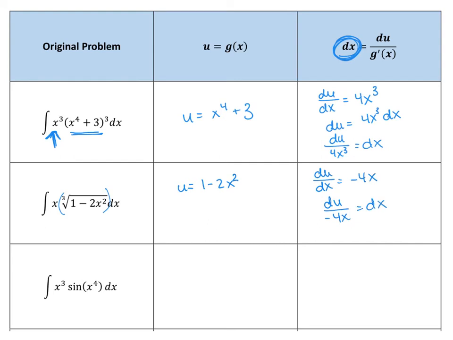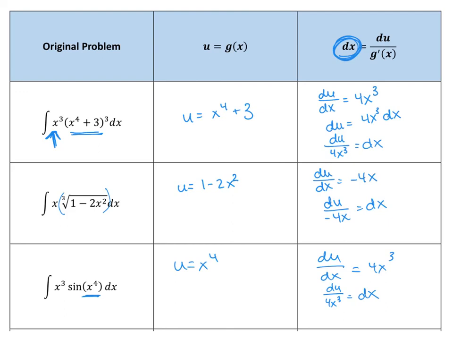We try one more. So I have x cubed sine of x to the fourth. Here it might be a little bit less clear with trig. We still want to use the thing that's inside here. With trig, it's usually going to be whatever is inside the trig function. So I'm going to have u equals x to the fourth, and du dx is 4x cubed, and du over 4x cubed equals dx.